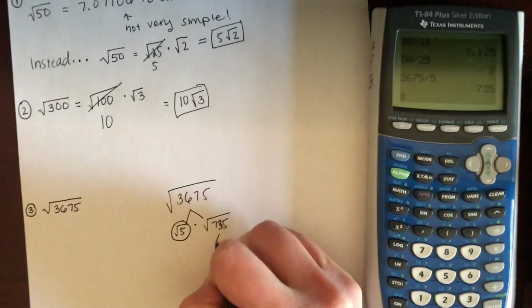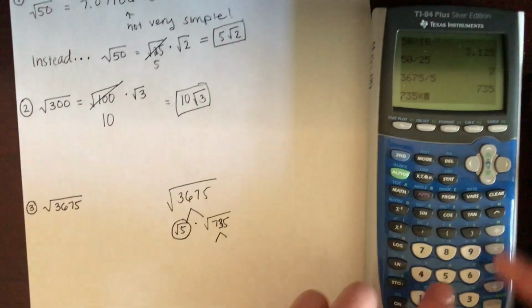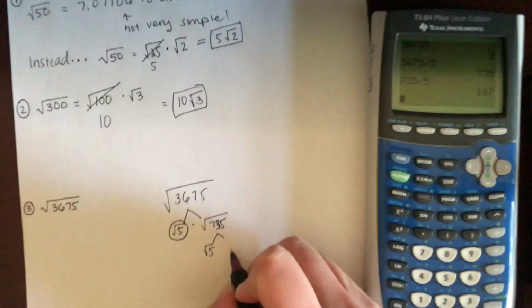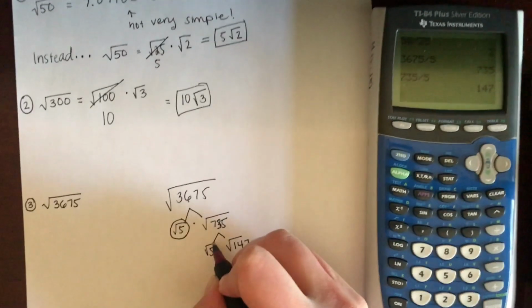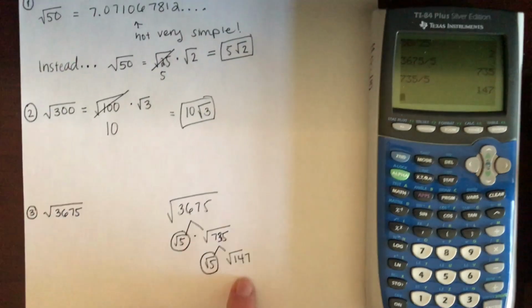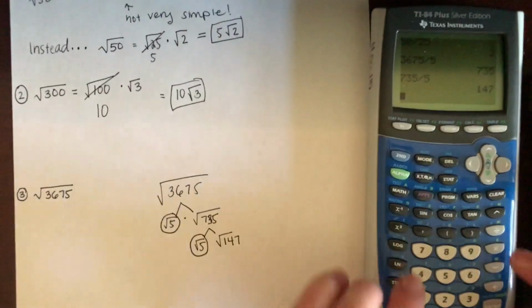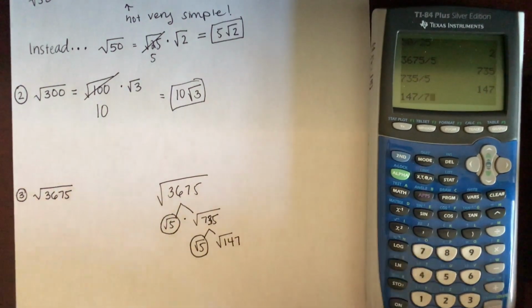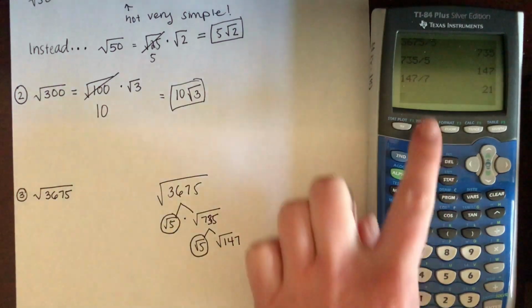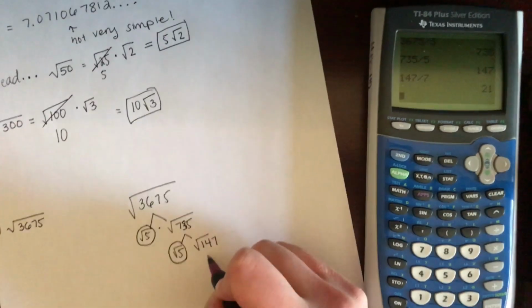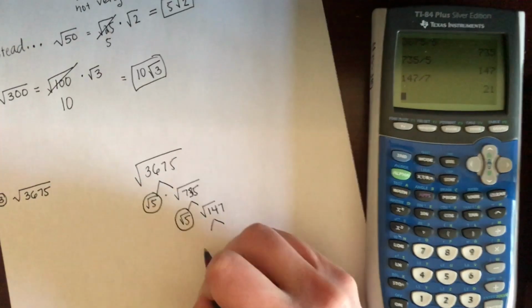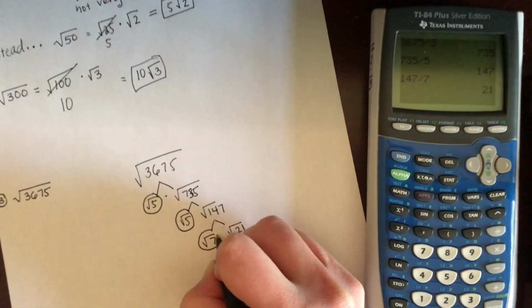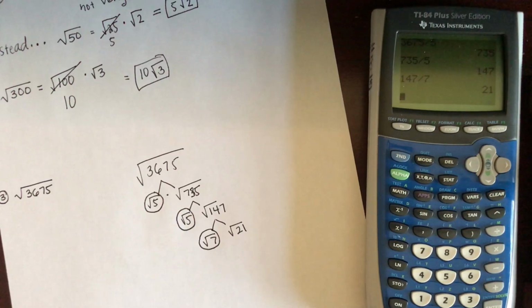However, 735, I can keep going. Let's try again by 5. 735 divided by 5 gives me 147. Again, I can stop at the 5. 147, I might be able to go a little bit farther. Let's keep going. Let's try 147 divided by 7. Tried 7 because it ended in a 7. All right, perfect. I got 21. So 147 breaks down into 7 and 21. All right, 7 is a prime number. Its only factors are 7 and 1, so I stop there.